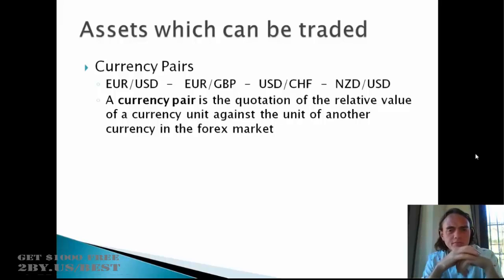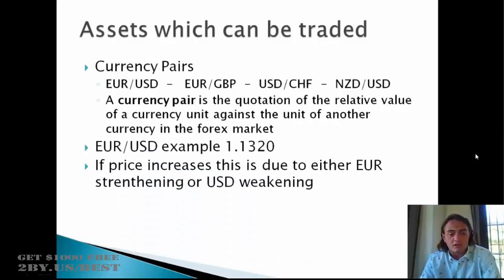A currency pair is a price which is defining the relative value of the base currency, which is the first currency written. So like in the euro dollar, the euro is the base currency, and it's how many dollars do you get for 1 euro. So it's the quotation of the relative value of the two currencies against each other. So in this example here, we have the euro dollar.